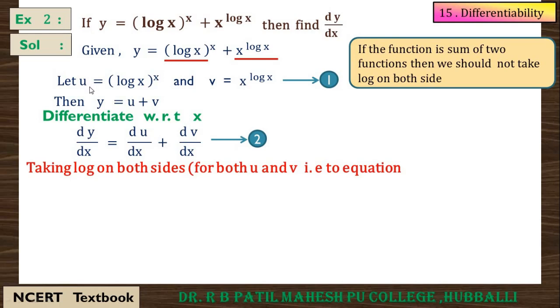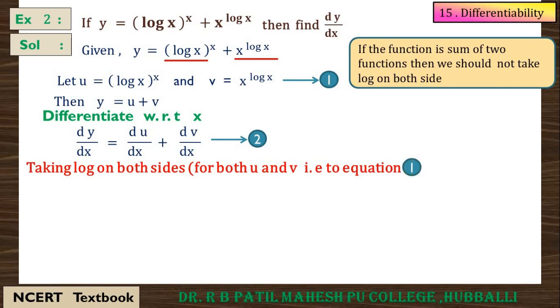Students, here u is a function raised to function form, and v is also a function raised to function form. Therefore, to find du by dx and dv by dx, I am using a log on both sides. Sometimes one function may be a standard function, or a composite or simple function. In that case, the log is taken only for the function which has a function raised to function form.